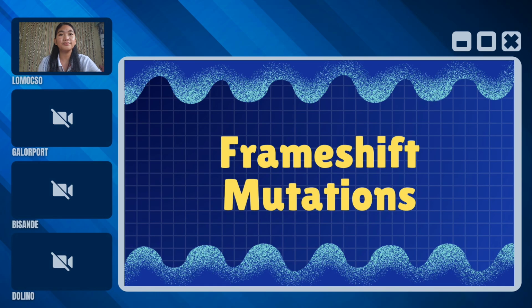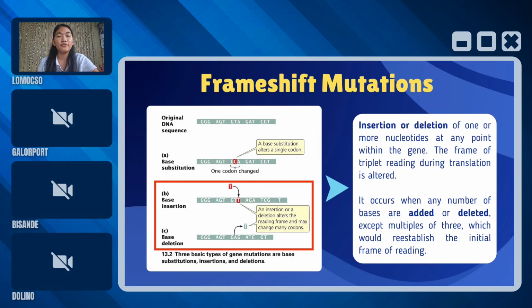So next slide. Now let's move on to the next type of mutation, which is the frame shift mutations. Frame shift mutations is the insertion or deletion of one or more nucleotides at any point within the gene. The frame of triplet reading during the translation is altered. It will occur when any number of the bases are added or deleted, except multiples of 3, which would reestablish the initial frame of reading.